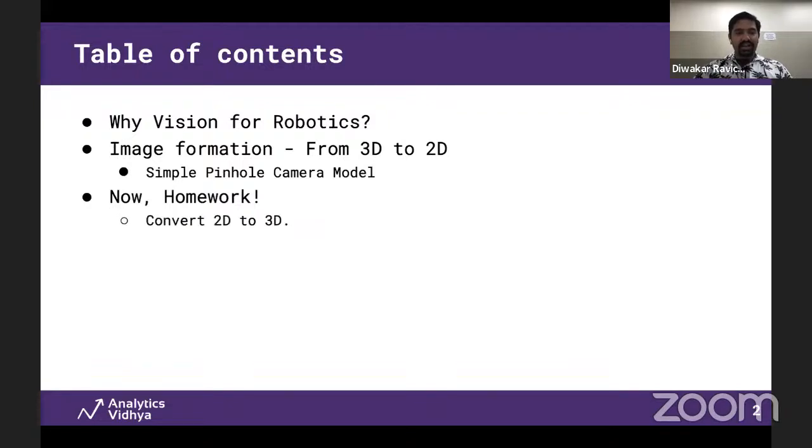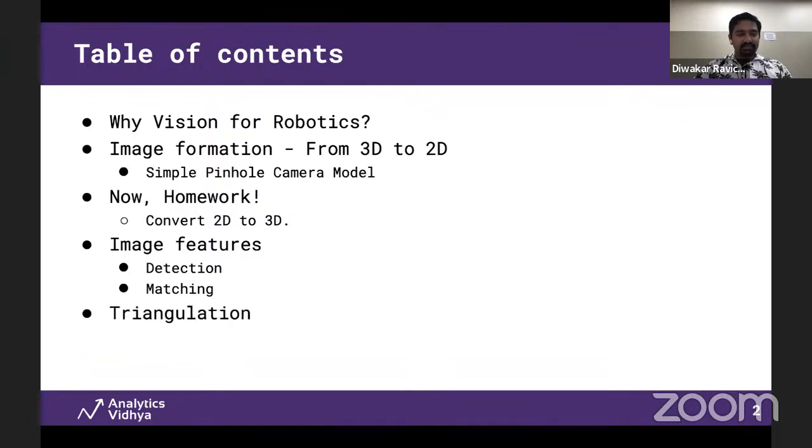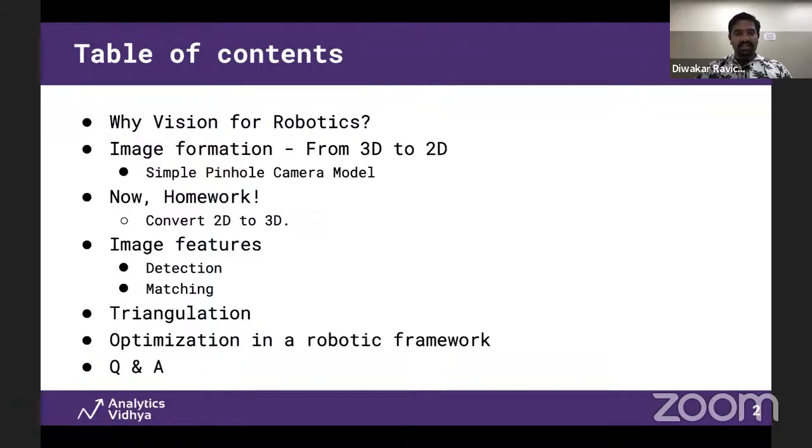I'll explain how to convert from 3D to 2D and then have all of you convert the 2D back into 3D. We'll talk about image features, both detection and matching. We'll talk a little bit about triangulation and optimization in a robotic framework, and we'll have a quick question and answer. I'll be brutally honest, some of these things might look very daunting or scary, like triangulation or things like that. But let's take it step by step.